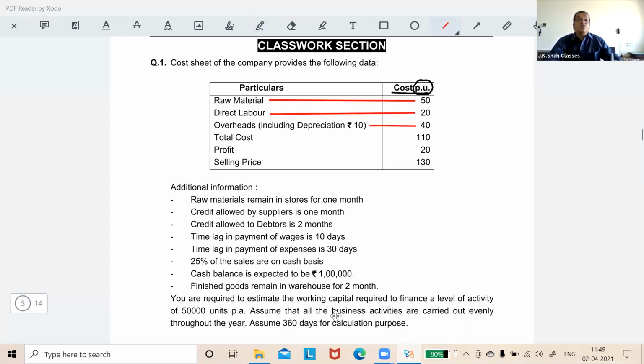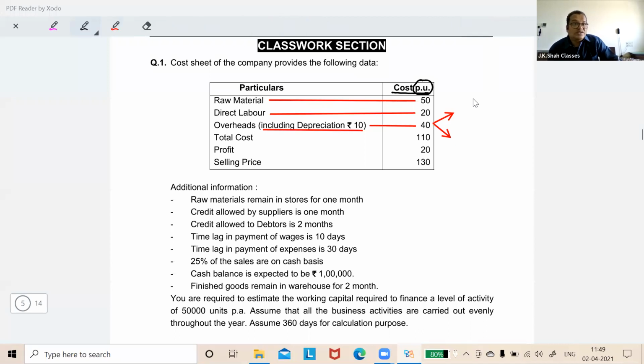But you have to make a note of this, guys. In overheads of 40, 10 rupees is depreciation. Means the cash cost fellow is asking you, how much are your overheads? 40 rupees. You might have factory rent, you might have electricity. Do you have depreciation also? He says, yes, 10 rupees is depreciation. So, guys, now you have to have a bifurcation of this 40 rupees. Correct? What is a bifurcation? You tell me.